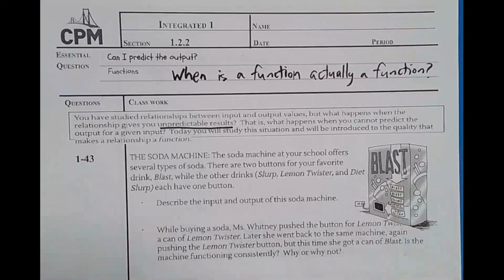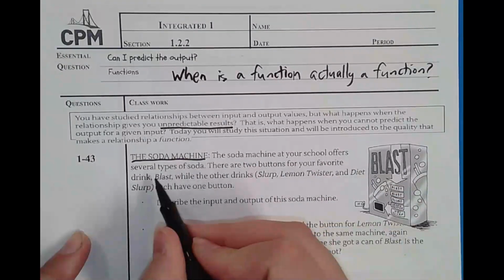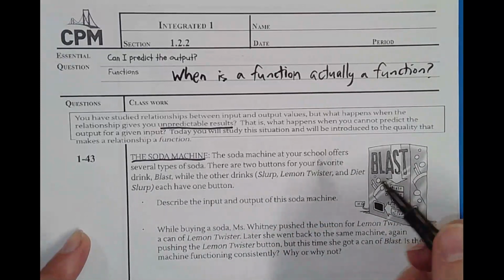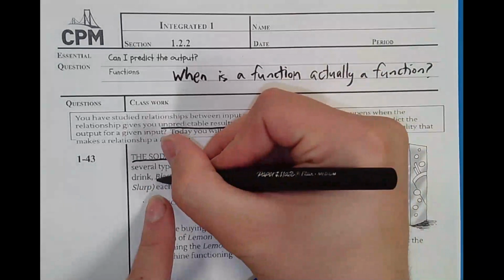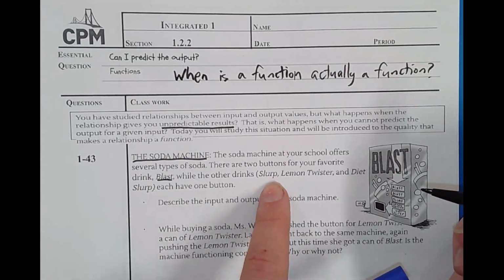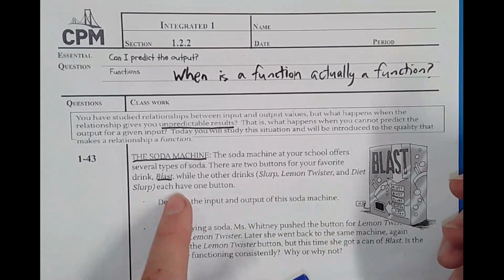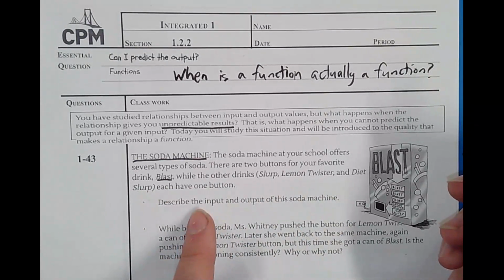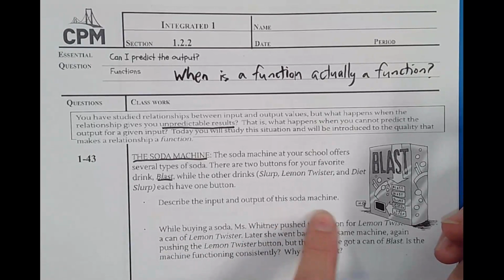Okay? Let's read. The soda machine. The soda machine at your school offers several types of soda. There are 2 buttons for your favorite drink. What are they? Blast. And the other drinks are Slurp, Lemon Twister, and Diet Slurp. They each have 1 button. Describe the input and outputs of the soda machine.